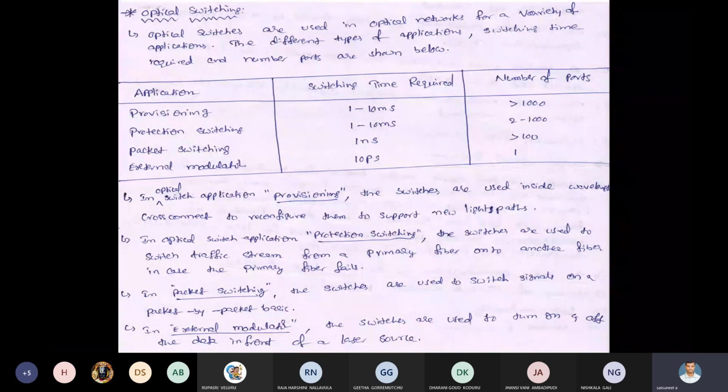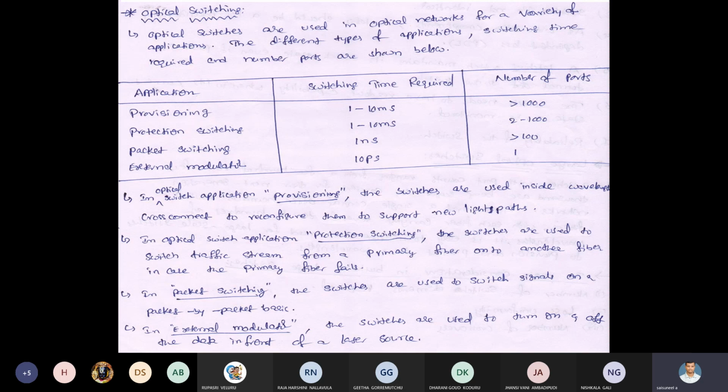Cross connect. What is meant by cross connect? Suppose I am taking a 2x2 switch. That is a 2x2 element, nothing but 2 inputs and 2 outputs. The first input is connected to the second output. The second input is connected to the first output. Just a cross connect between input and output. That is called the provisioning application.